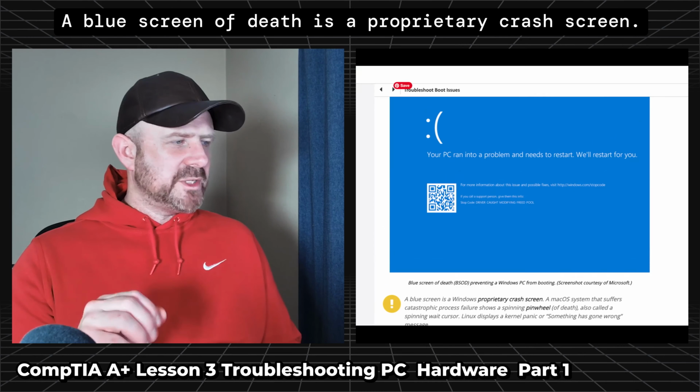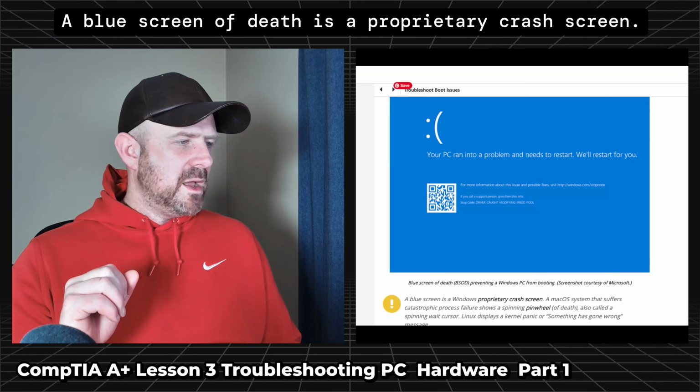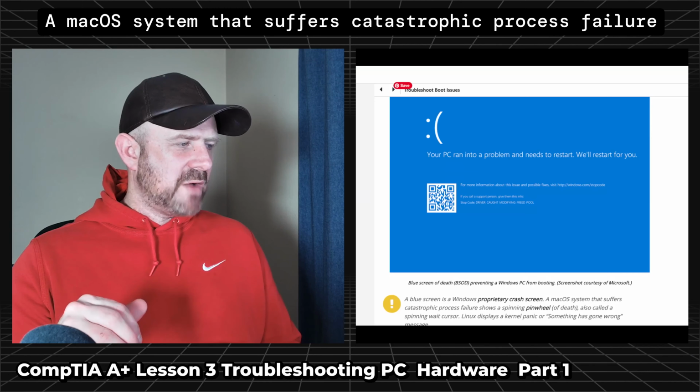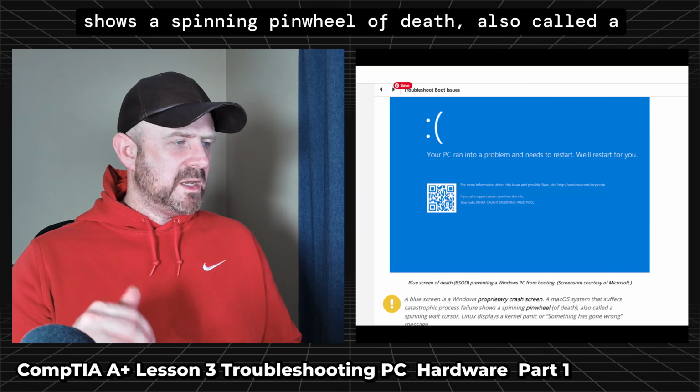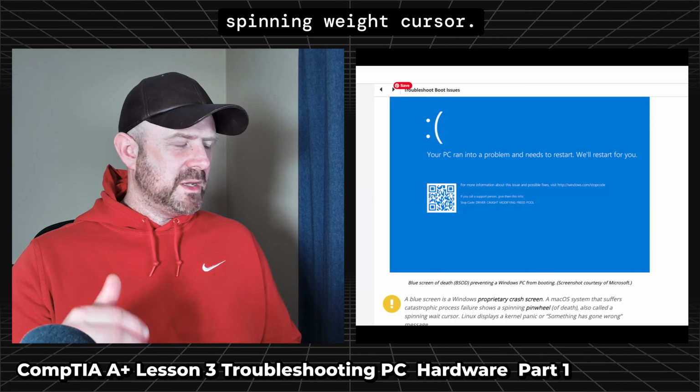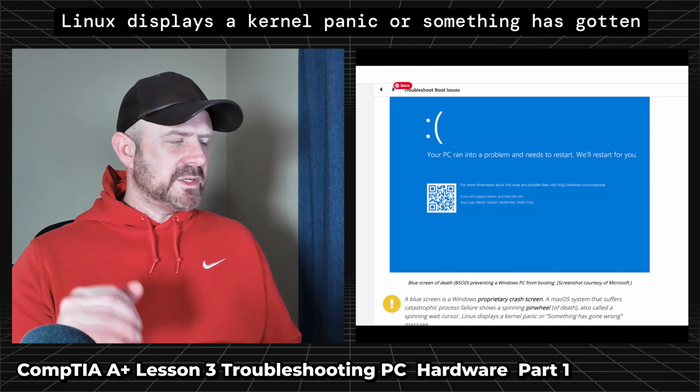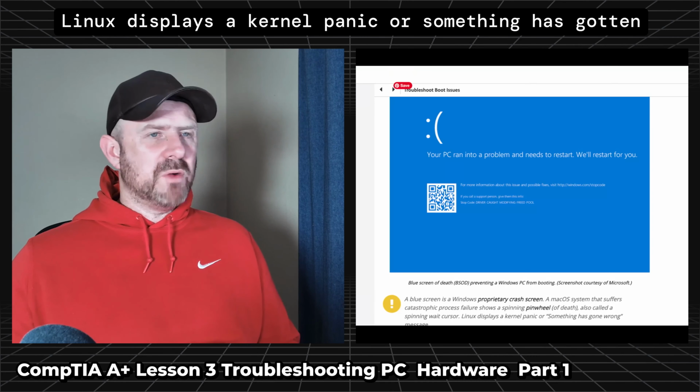A blue screen of death is a proprietary crash screen. A Mac OS system that suffers catastrophic process failure shows a spinning pinwheel of death, also called a spinning wait cursor. Linux displays a kernel panic or something has gone wrong message.